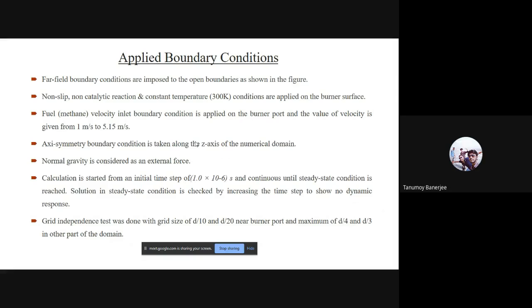And we have done the grid independence test with grid sizes of d/10 and d/20, two separate grids. We have done the grid independence test for the burner port as well as in the entire domain, and our calculation started with an initial time step of 10^-6, and then it goes on until the steady state is reached.